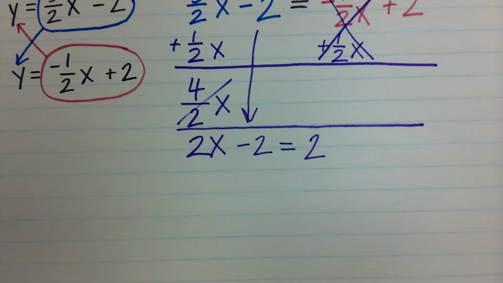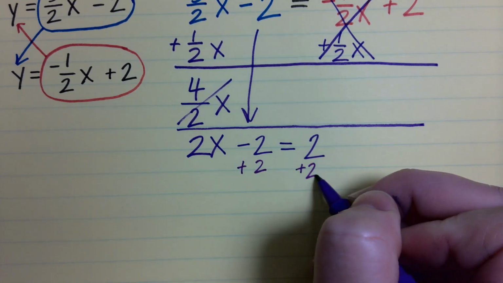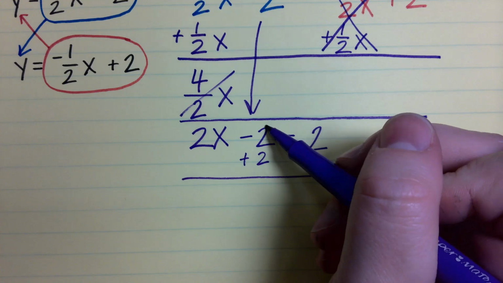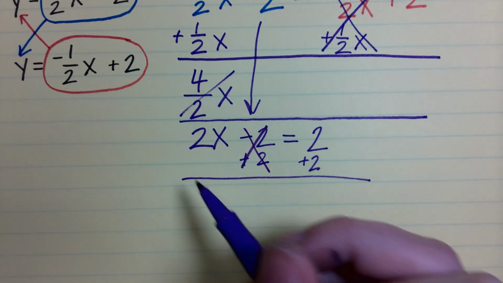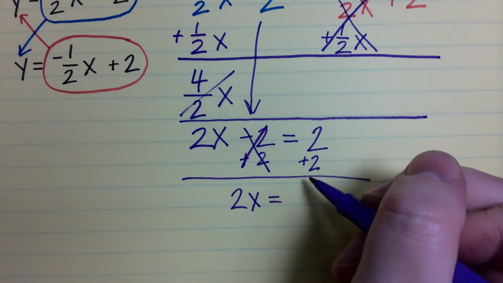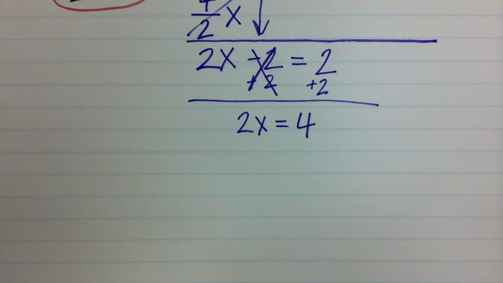Okay, what's next? Add 2. Good. My 2's on my left side will cancel, and that'll leave me with 2 times x equals 4. All right. Divide by 2.